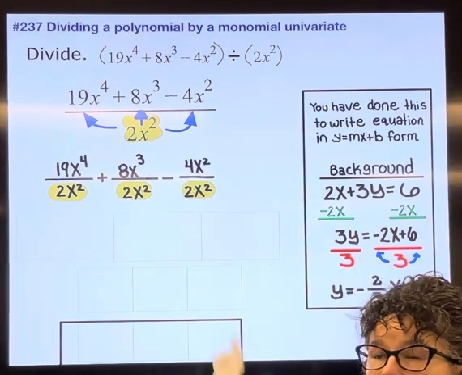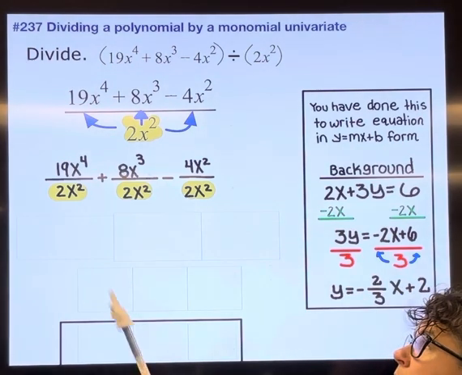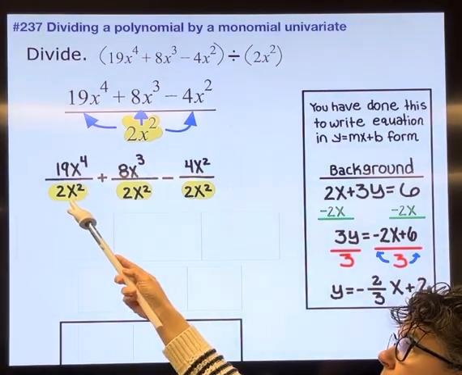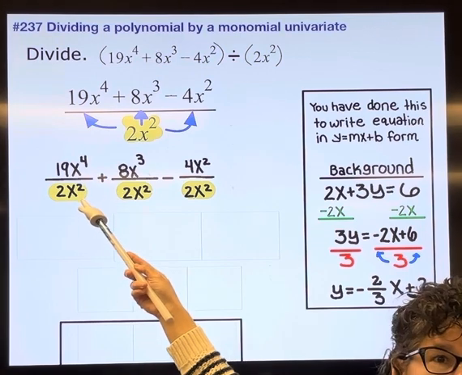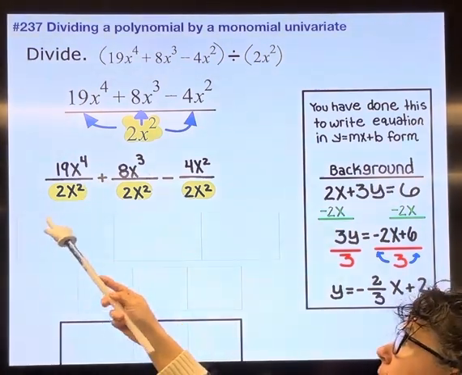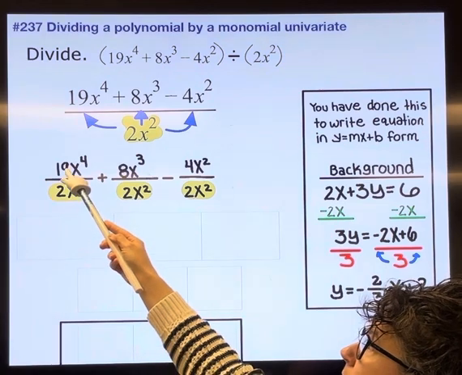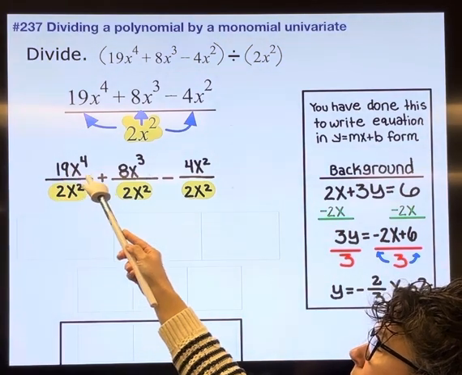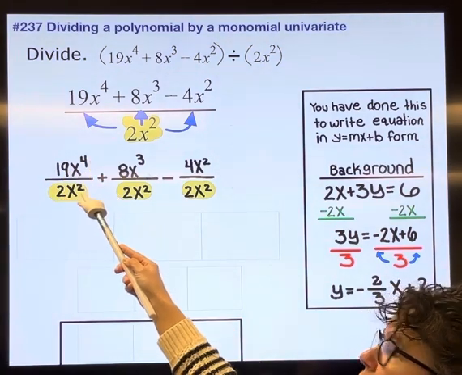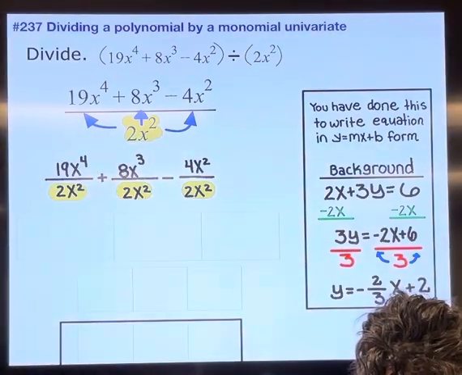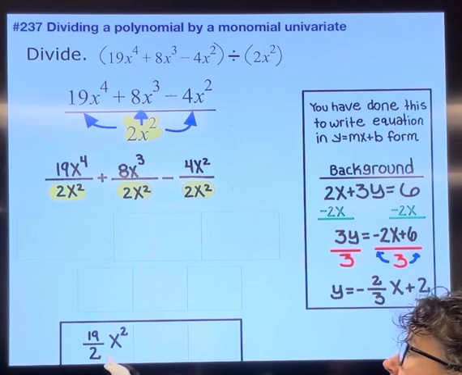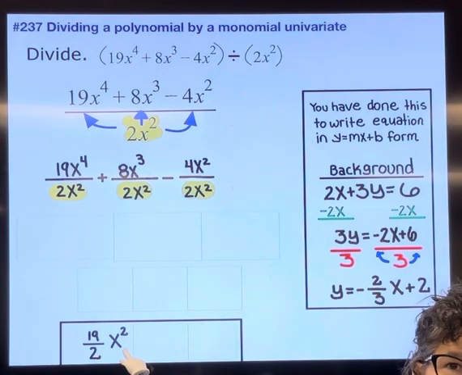Now you're welcome to use your exponent rules. When you have division and you have like bases, we could just subtract exponents. So many of you can go from here and say, well, that's 19 over 2. And then 4 minus 2 is 2. There's more x's in the top. So this ends up being 19 over 2x squared.